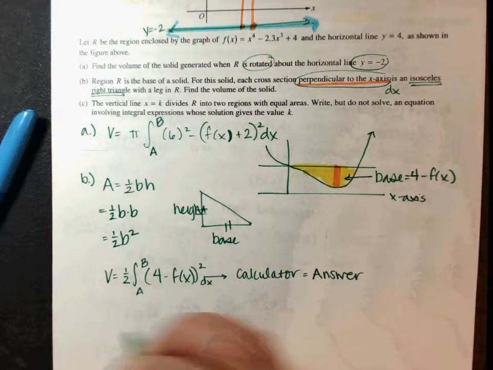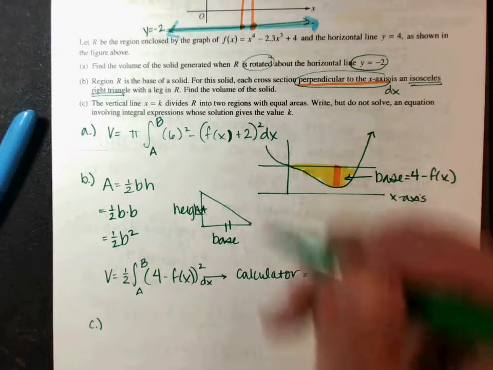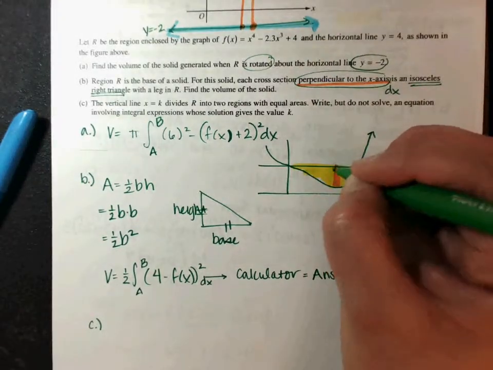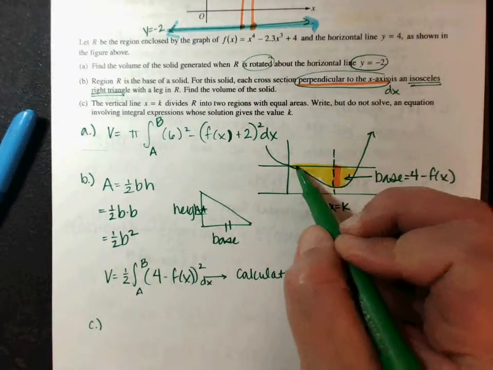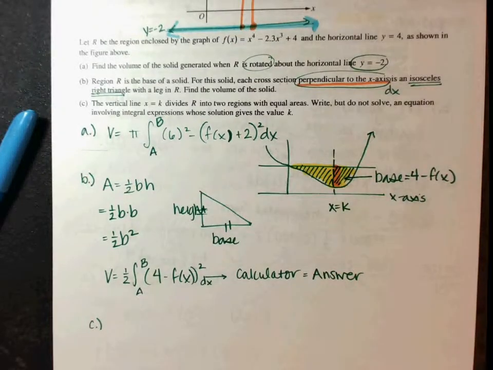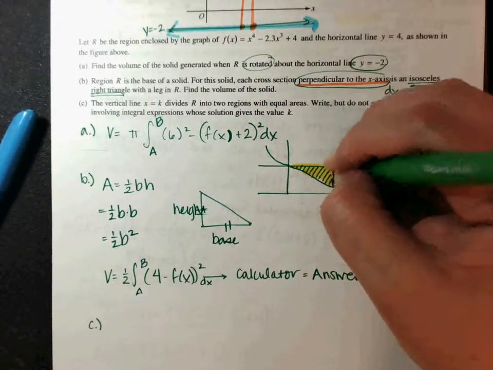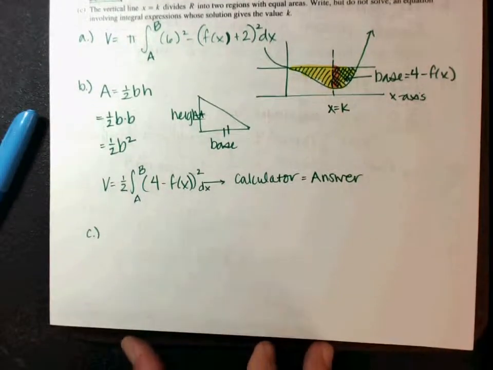Okay? All right, last part, part C. The vertical line x equals k divides the region into 2 equal areas, right? But do not solve an equation involving integral expressions whose solution gives the value of k. So that means that my k, let's say that it's going to be maybe like right here. Okay, I want to pick the value of k so that it cuts this area to be equal exactly to that area. So if I want these sides to come out the same, there are several different options. Y'all got kind of creative on the mock exam, or whatever I guess it was that I was grading this. Maybe it was your normal test.